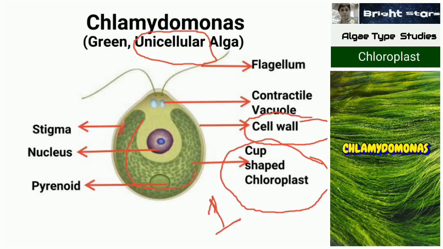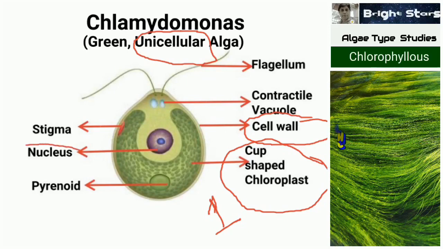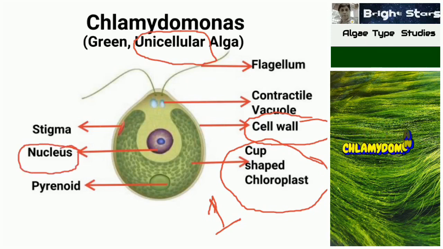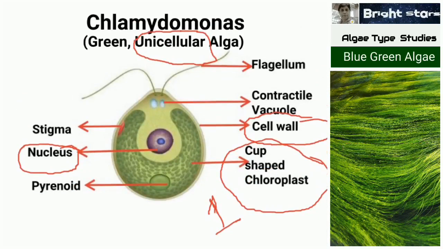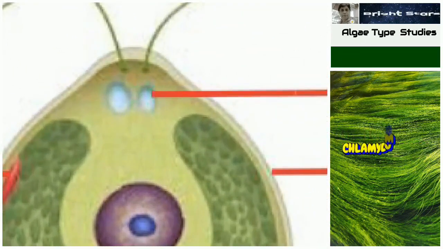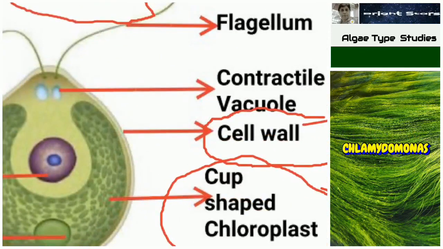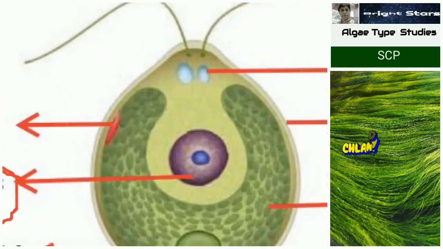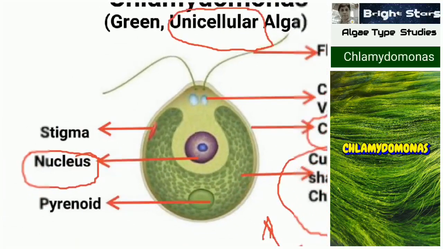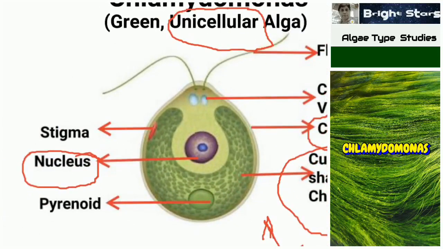This whole cup-shaped chloroplast is the biggest chloroplast in the cell. And that light color indicates cytoplasm, in which a very prominent nucleus is present. Besides that, you can see here, at the anterior end, light blue colored contractile vacuoles are present. In the same way, in the posterior end you can see a pyrenoid is present.